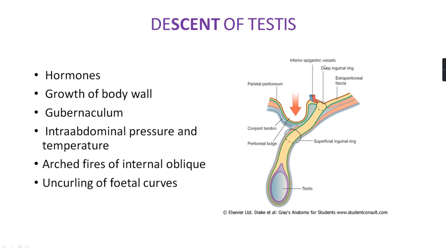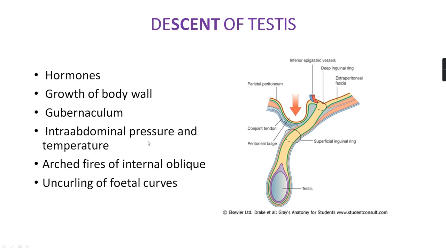That is the hormones that derive from the testes, that are responsible for the descent of testes. The second factor is growth of the body wall. The third thing is the gubernaculum. We know the gubernaculum is attached during the development. It is the fibrous band attached from the lower pole of the testes to the scrotum, and it helps in the descent of the testes.